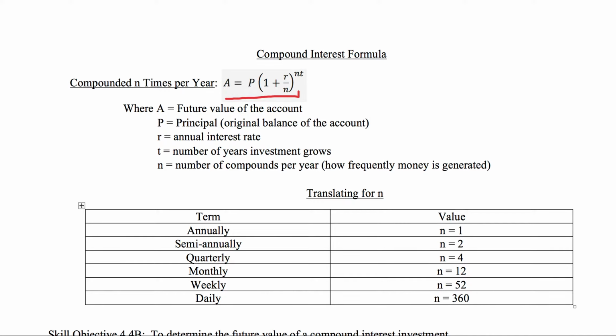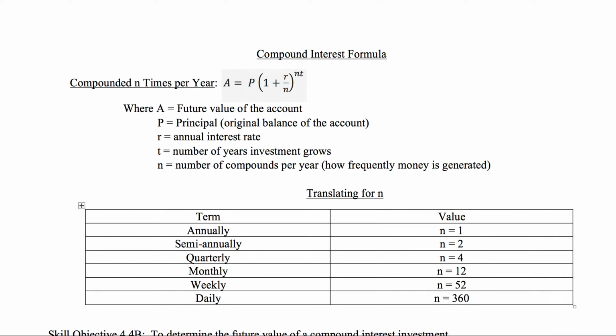So what we're going to do is go through each of these symbols and make sure that we understand what the symbols stand for. The P, the R, and the T are the same as they were in the simple interest formula. So the P is still your principal. That is your original amount that you put into an account. The R is your interest rate, and it needs to be written as a decimal. The T is your time in terms of years.